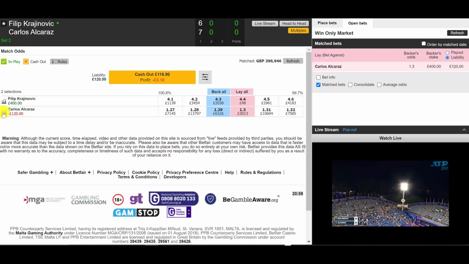So if it goes to love 30, 15-40 or similar, I'll look to try and take a profit in those scenarios, okay? And that way we can still make a profit and we don't even need a break of serve. So anyway, let me show you how this will work. Once the second set begins, I'll give you an update once we get into a significant situation.